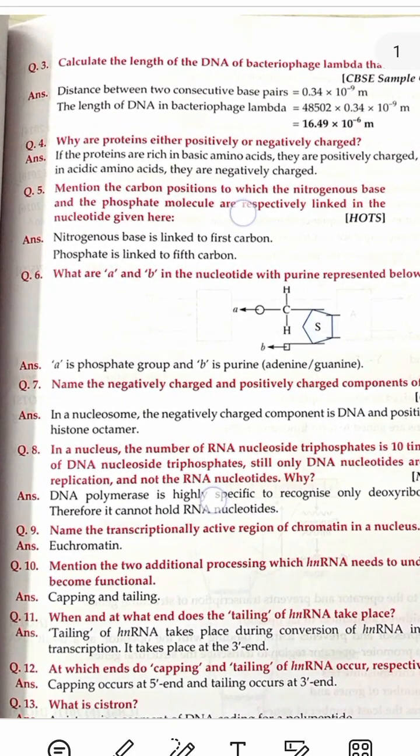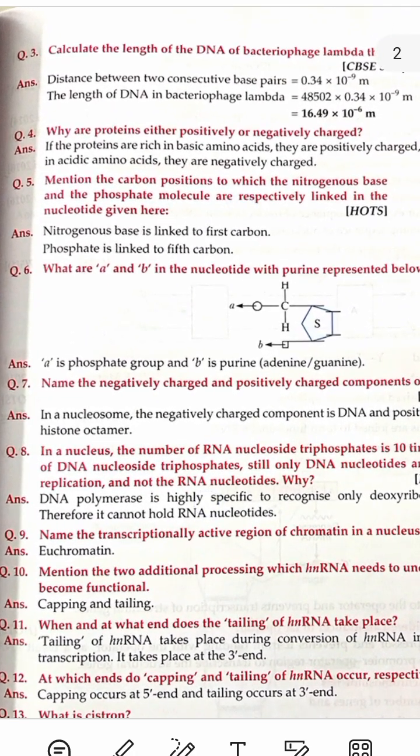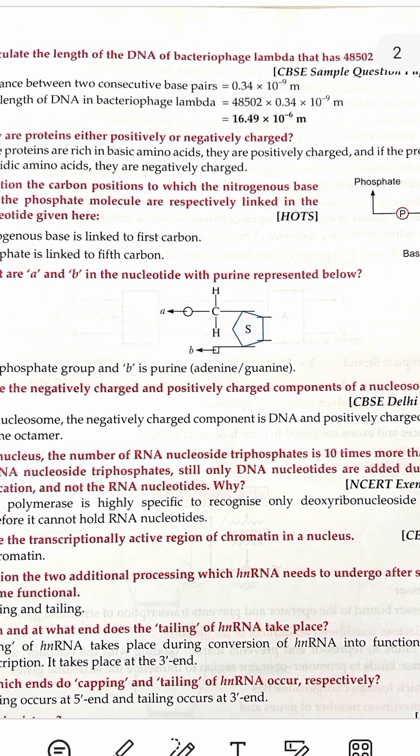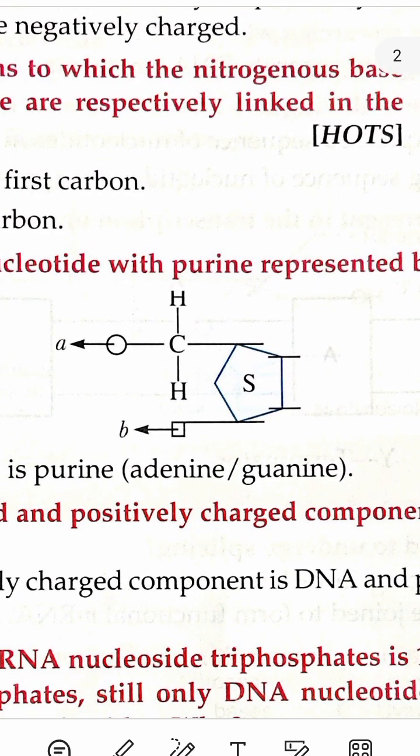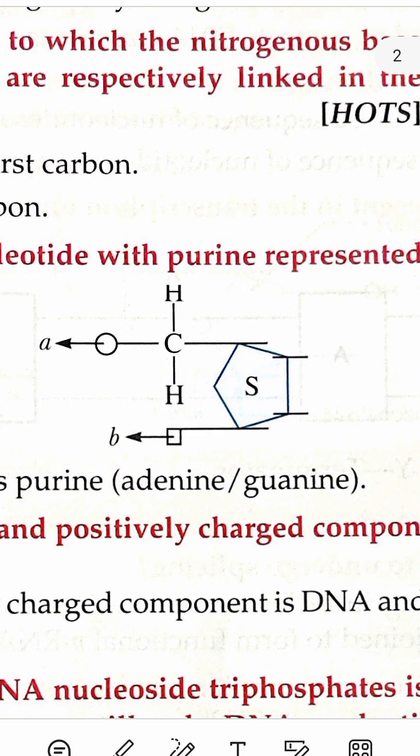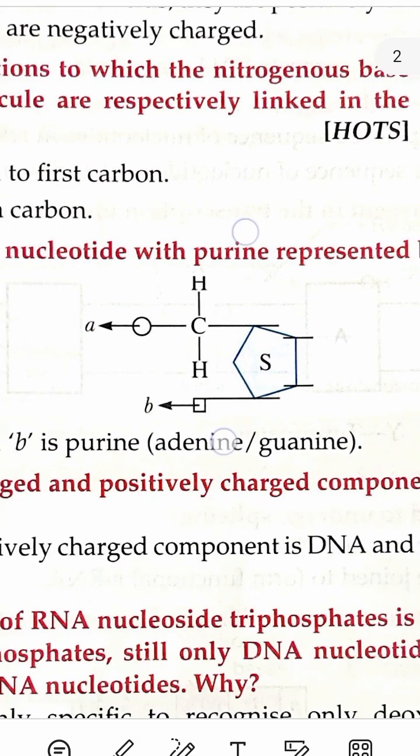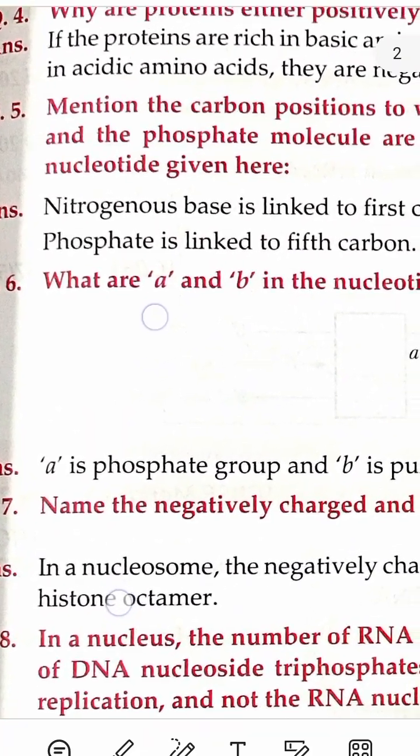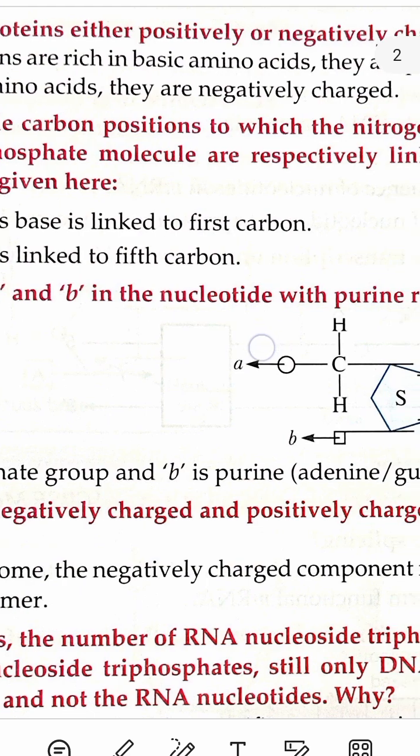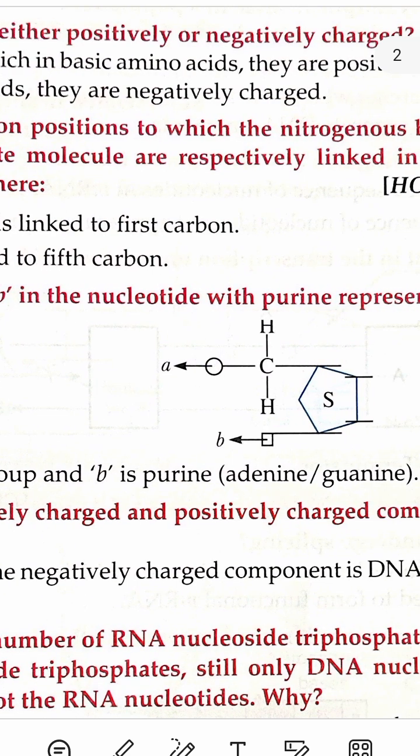Now I am coming to question number 6. What are A and B in the nucleotide with purine represented below? You see here, very simple question. Here is the box B, asking what is this? This is a nitrogen base. And here A, this is a blank box. This is the phosphate group. So the answer is A is phosphate group and B is purine, adenine or guanine, maybe.